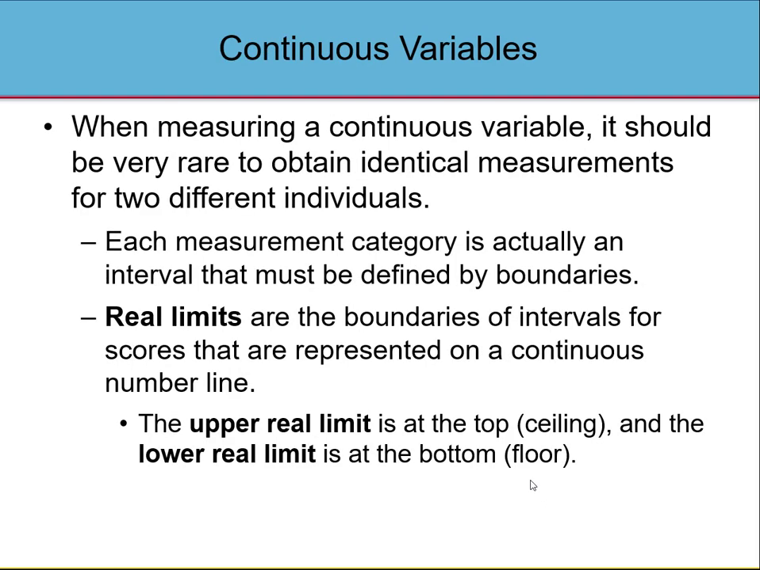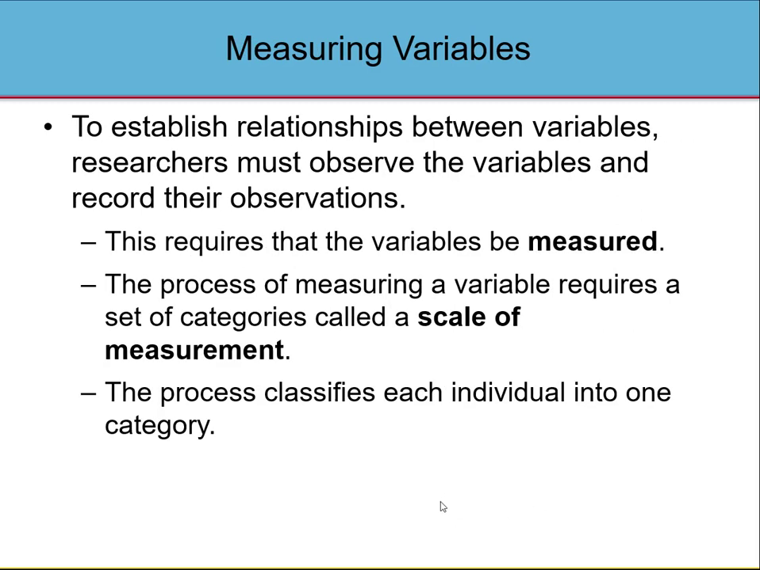When you're measuring a continuous variable, it's going to be very rare to obtain identical measurements from two different individuals. It's actually an interval that must be defined by boundaries. So the upper real limit is at the top, the ceiling, and the lower real limit is at the bottom, which is the floor. Sometimes you'll hear about ceiling effects and floor effects. If you have a score, the floor would be 0 and 100 would be the ceiling. Those are the boundaries of intervals for scores that are represented on a continuous number line. So we have different kinds of variables, and I talked about this last semester.